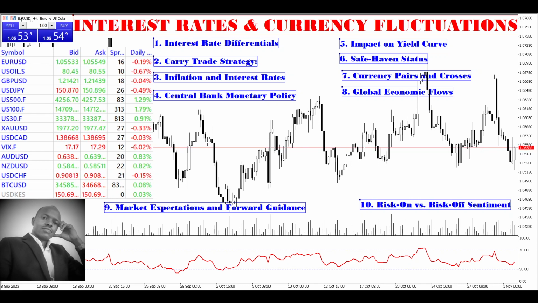So as traders, and as we conclude on this bit, it is essential to consider that other factors such as economic data, geopolitical events, and market sentiment also interact with interest rates to determine currency fluctuations. Therefore, it is recommended that traders and investors in the forex market make a critical analysis of a combination of these factors so that they can make well-informed trading decisions.